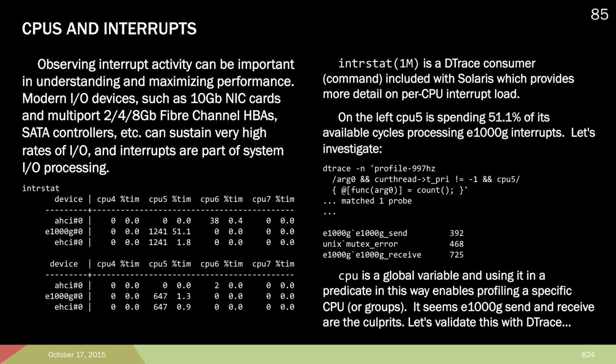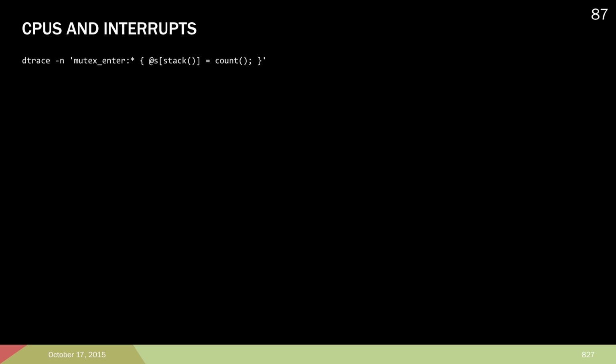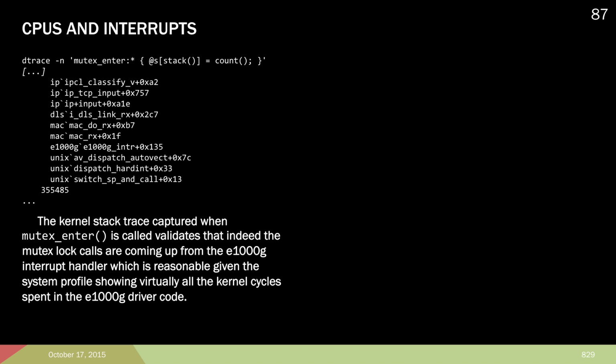CPU is a global variable, and using it in a predicate in this way enables profiling a specific CPU for groups. The kernel stack trace output captured when mutex_enter is called validates that indeed mutex lock calls are coming up from the E1000G interrupt handler. This is reasonable given the system profile showing virtually all kernel cycles spent in the E1000 driver code.